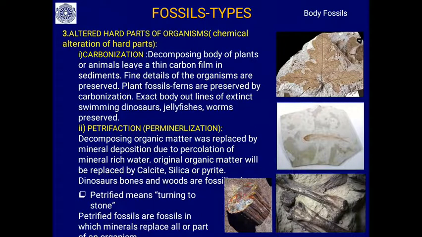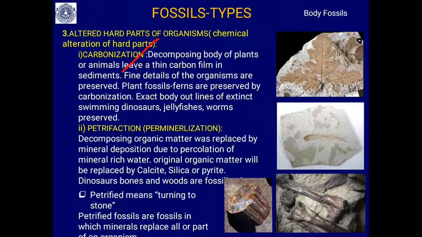Next, chemical alteration or altered hard parts of organisms. So they undergo different types of chemical modifications. So the one is carbonization. Carbonization means, what happens, when they are preserved in the sediments, there is a decomposition activity, that the organic matter gets decomposed. So decomposing of the body of the plants and animals leaves a thin film of carbon on the sediments.